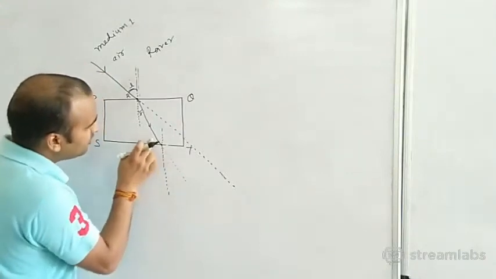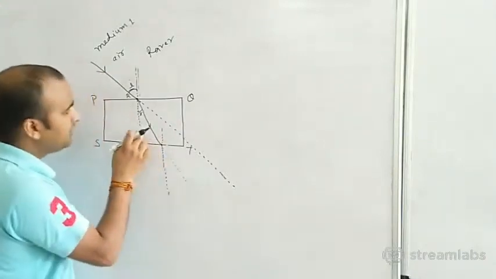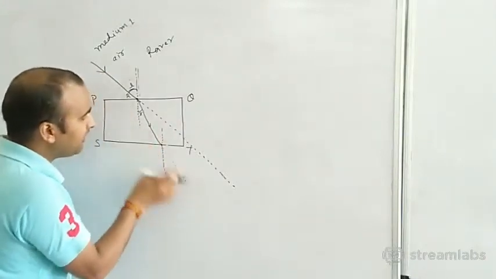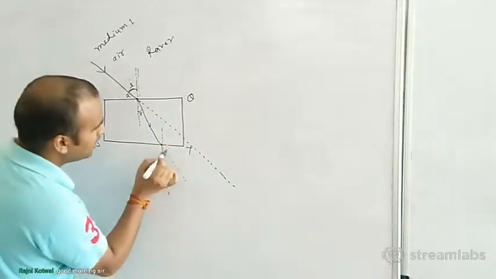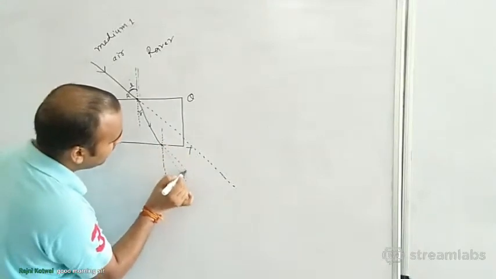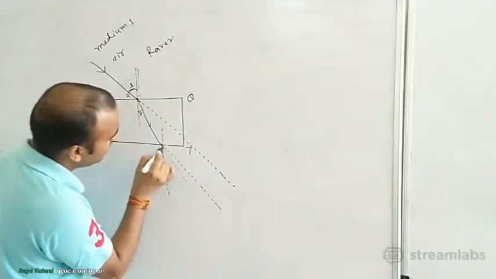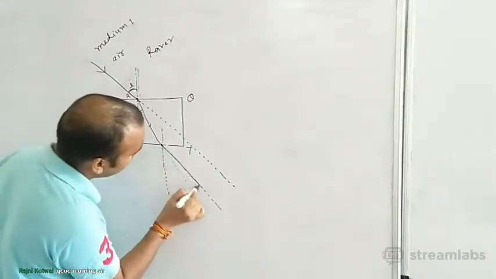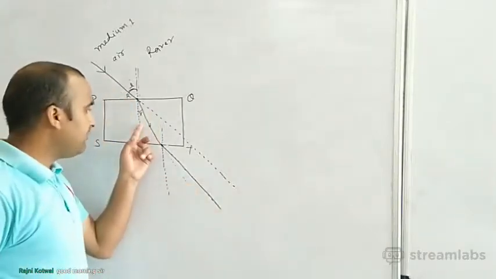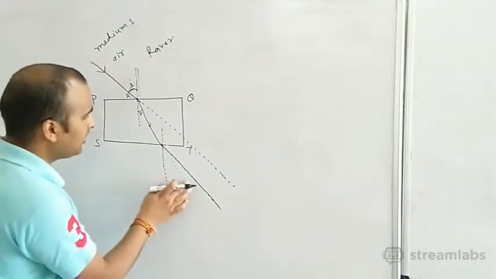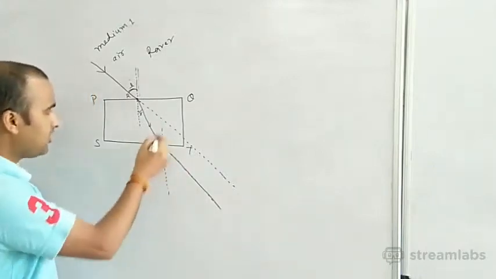Actually the light is going like this way, but due to the change in medium, the light is bending away from the normal like this. So this is the path of the ray when the light is passing out from denser medium to rarer medium. Again, this is the normal.